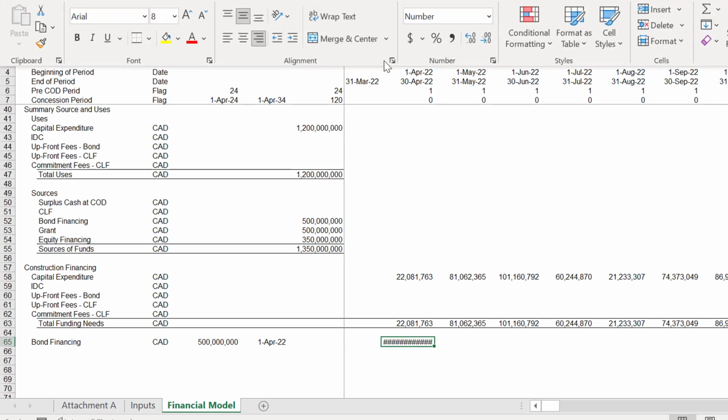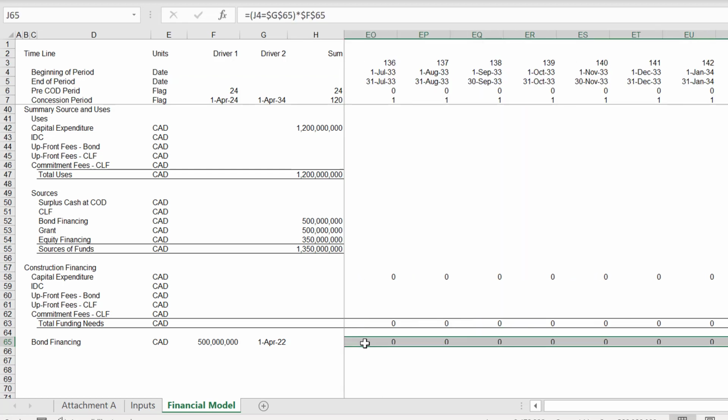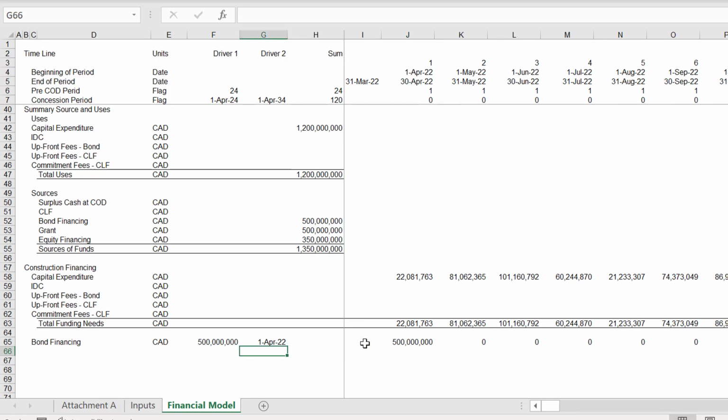You really should learn how to format this much more quickly than I did. Okay. And I'm sure that's what you're good at. Okay. And then we have the bond financing.